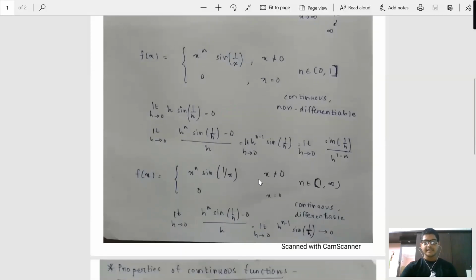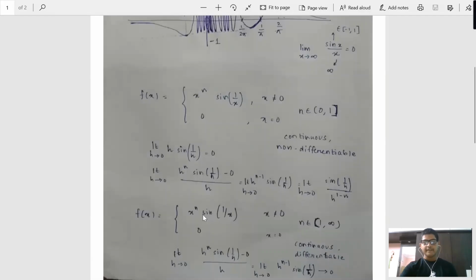Okay. The next thing that comes is f(x) = x^n sin(1/x), x not equal to 0. Similar function, meaning the same function, only the n value is now from 1 to infinity. This is going to be continuous and differentiable. How is it continuous? You can see from here, the same argument.